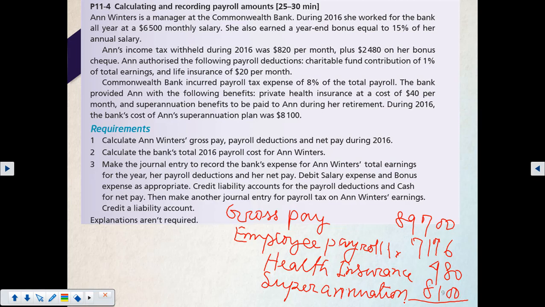Now add all together. 15,750. But we will also be adding this amount because this is also our cost for the employee. So add this one, $89,700, plus all of these benefits that we are giving to the employee. Add this together and see how much. 105,456. So this is the cost of an employee for the Commonwealth Bank.